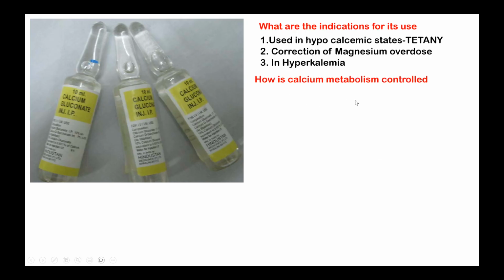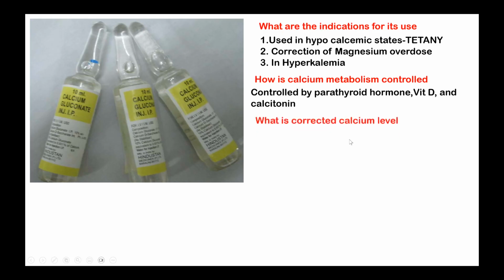How is calcium metabolism controlled in your body? Three things you have to say. What are the three things? Bones, kidneys, and parathyroid. Parathyroid hormone, vitamin D, and calcitonin.